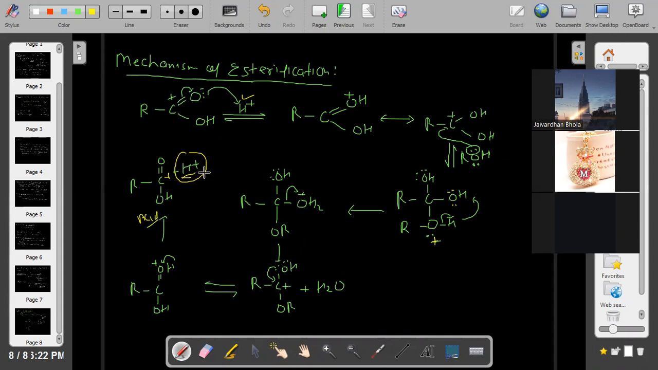Okay, so this is the reaction mechanism of esterification. This is the ester, with the OR group.